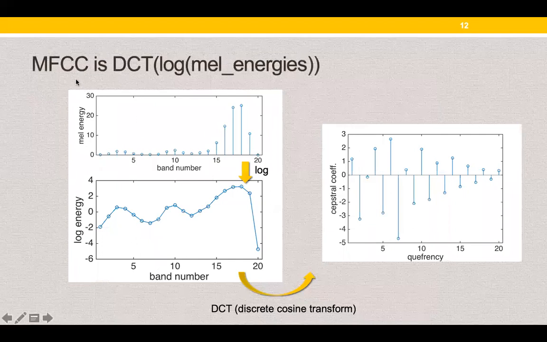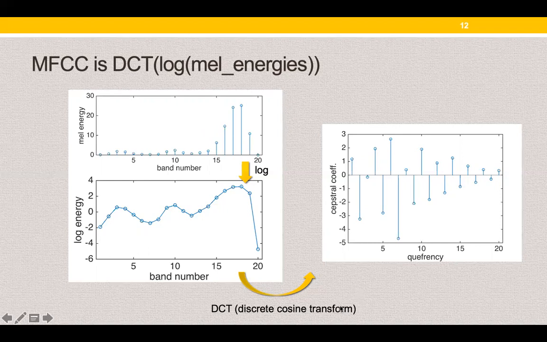The standard procedure for defining MFCC is this: this vector is called the Mel energies, from band number 1 to band number 20. You take the log. After taking log, the tiny parts become more exaggerated, so we can see more detail nearer to 0. That's one step. After taking the log, we perform DCT, the discrete cosine transform, I'll show you in a moment.